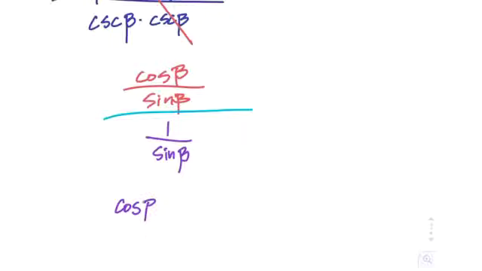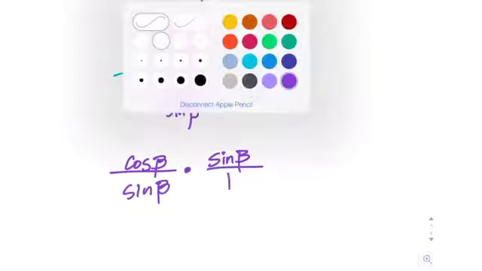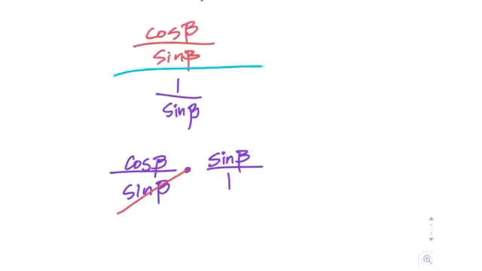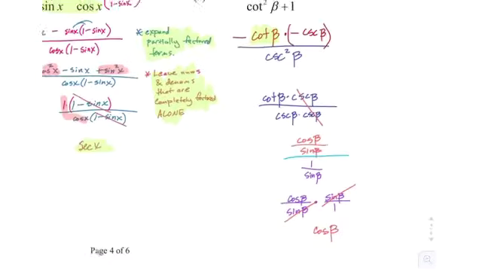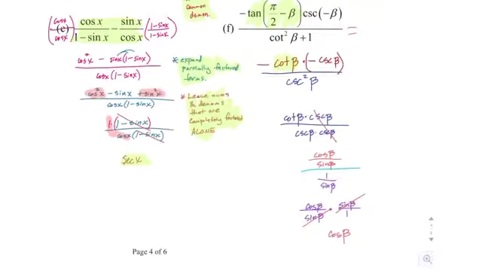State change flip, right? So cosine of beta over sine of beta times the reciprocal of 1 over sine, which is sine of beta over 1. Oh boy, what happens now? They divide out, and we are left with cosine of beta. Holy moly smokers. This whole thing was equal to cosine of beta.